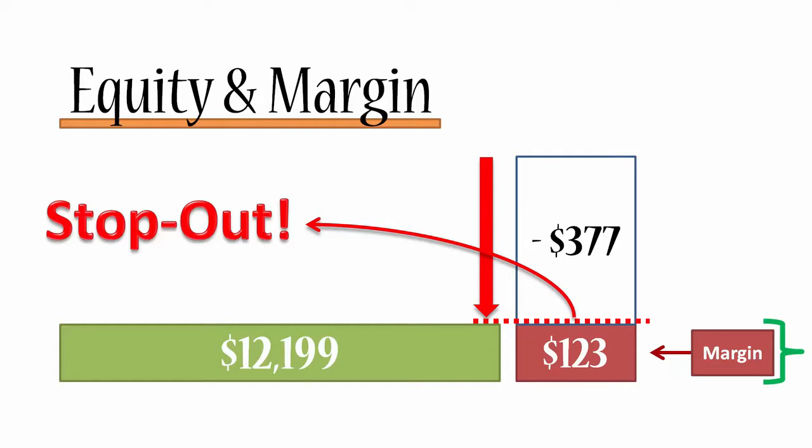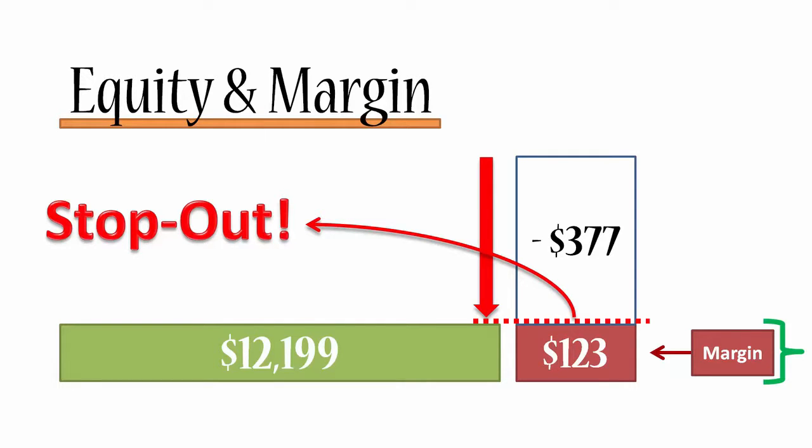So basically the broker is saying, okay, this trader doesn't have any free margin left, we should close the position, and in that case, what will happen is they pull back their $12,199 and you get back your margin. So your margin is returned to you.